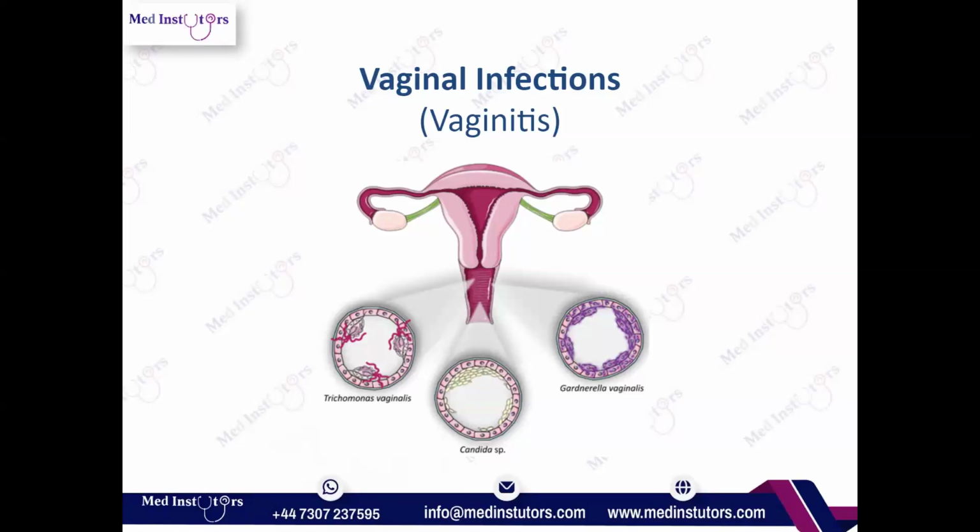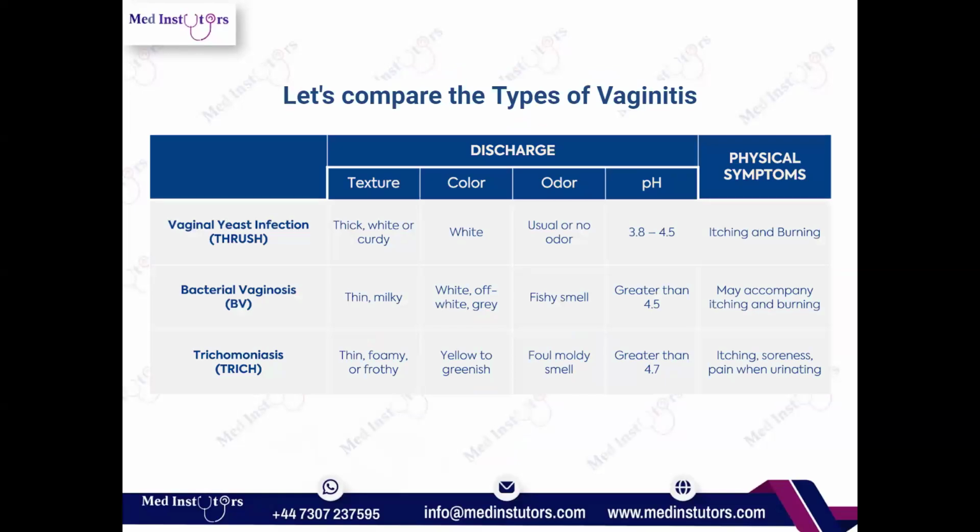Okay, let's compare. Whenever it comes to a discharge, when we take the history from the patient in clinical practice, we usually ask about the texture of the discharge, the color, odor, and sometimes consistency, or the amount. Similarly, when we compare vaginitis, since you are having a written exam, you will get a question in which a complete scenario is given, like a patient comes to the OPD complaining about discharge, these are the findings, and when you check the pH, these are the pH findings. So what would be the most likely organism? This is how they're going to ask the questions. However, let's compare.